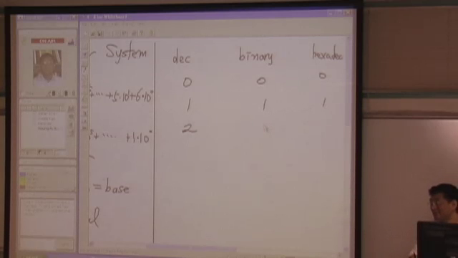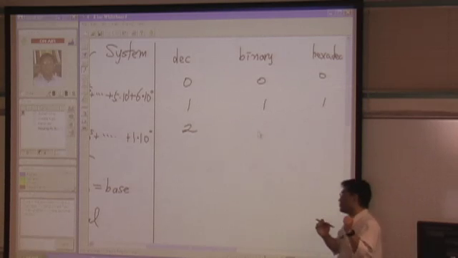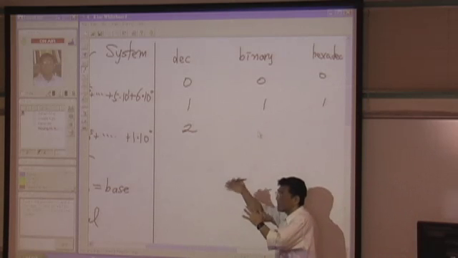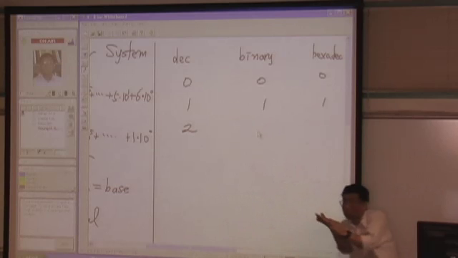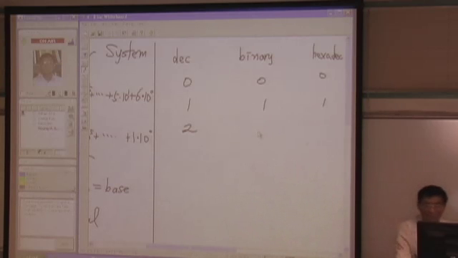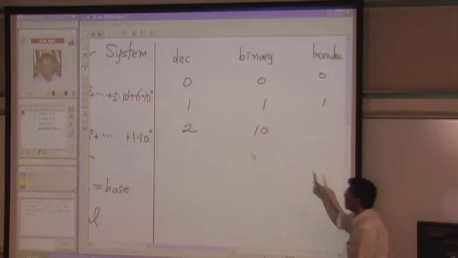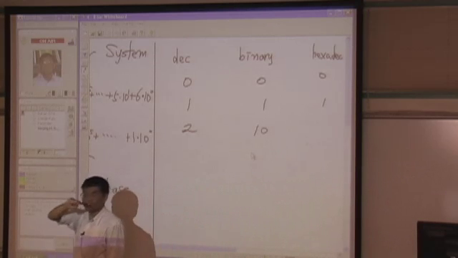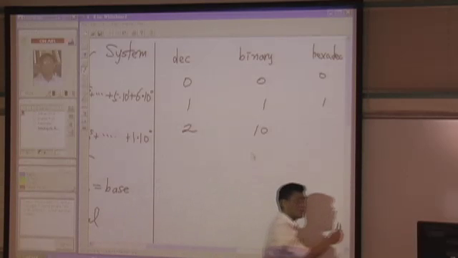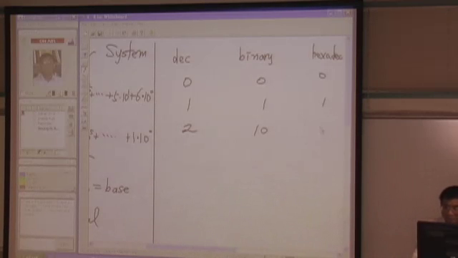Do we have 2 in binary system? We don't have 2. When you convert it in decimal, then you have 2. But in binary system, we have 1, 0, and 1. So we should carry over the 1, 0. Do you get it? So 1, 0 is not 10. In binary system, it means 2. In hexadecimal system, it is 2. It is almost identical, so I will not even write down anything further.